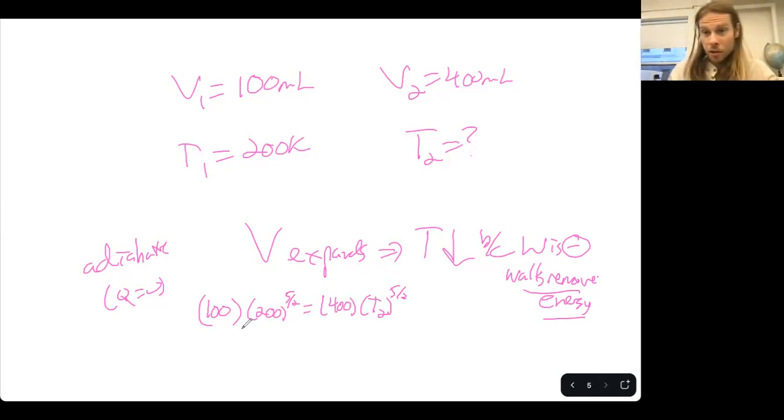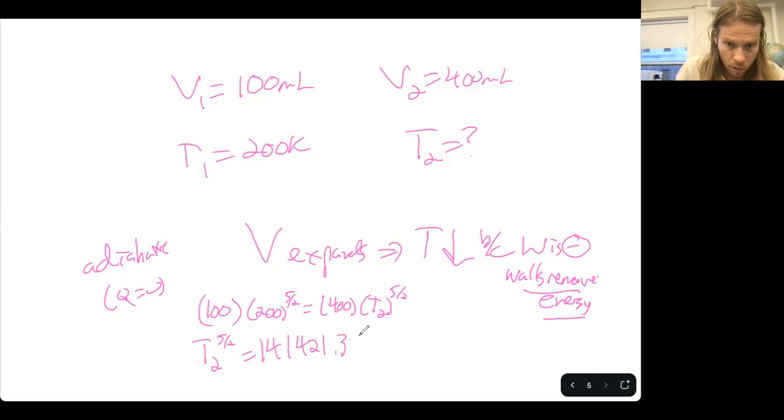And now we just need to do little exponent rules, which is fun. So you can just plug this into your calculator. 200 to the 5/2, which is 2.5, times 100 divided by 400. So I get, careful, this is not the answer. T2 to the 5/2 is 14141.3562. Cool, I'll keep a bunch of decimals. So you're like, well, that's a big number, but that's because it's to the 5/2.